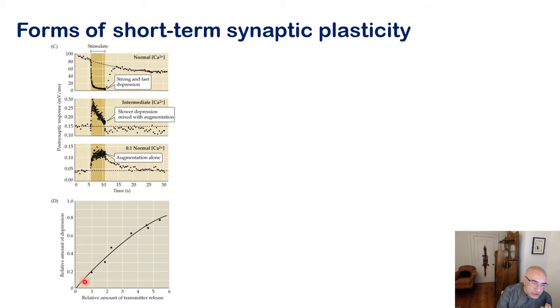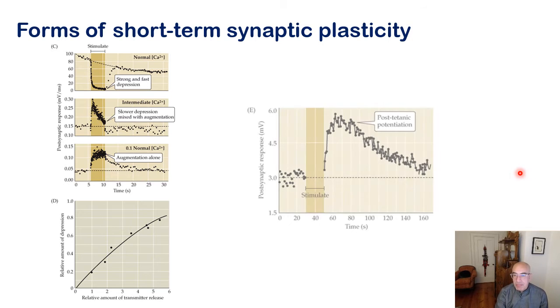The amount of depression that you get at a synapse depends on how much neurotransmitter release you have. So the relative amount of depression, if I plot that with the amount of neurotransmitter that I release, let's say if this is indicative of the number of vesicles, the more vesicles I release, the more depression I get, indicating that depression is due to running out of vesicles.